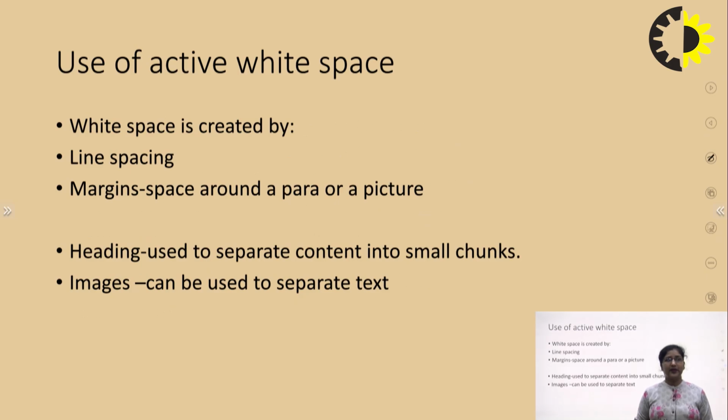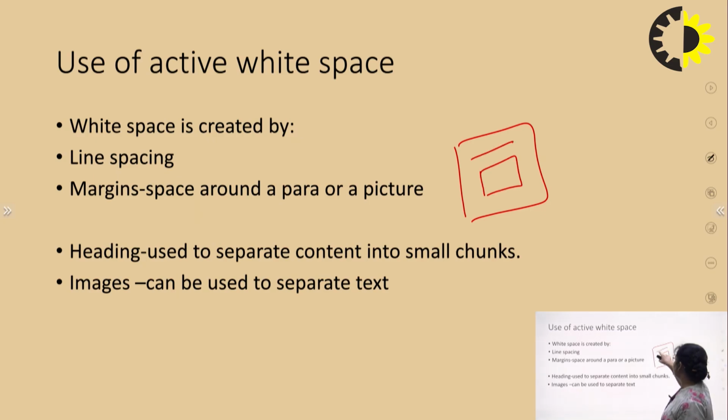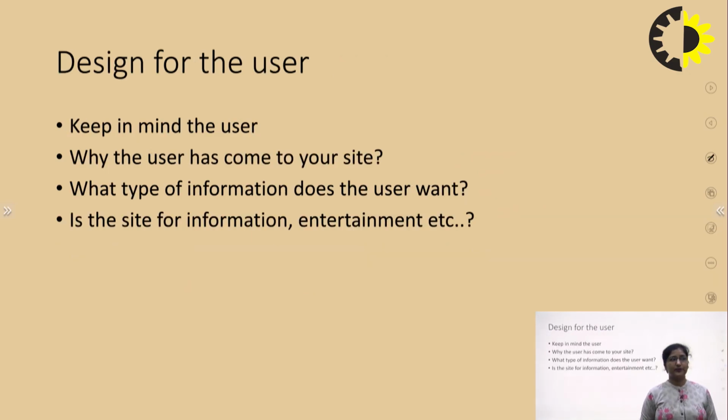White space is created by line spacing and the margins around a paragraph or a picture. Like this is my web page. So suppose this is an image and text is written over here. The space between this text and the image, we can say, is also white space. Headings are used to separate the content into small chunks, and images can be used to separate the text. So with the help of images also, we can reduce the amount of information on the web page.